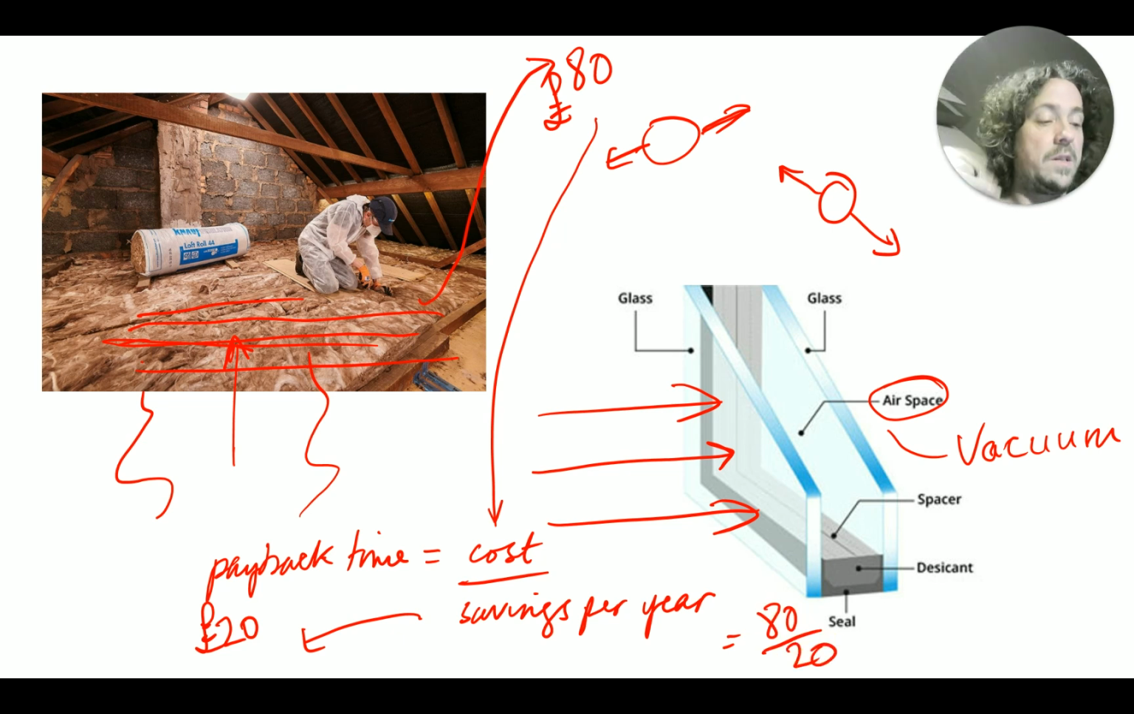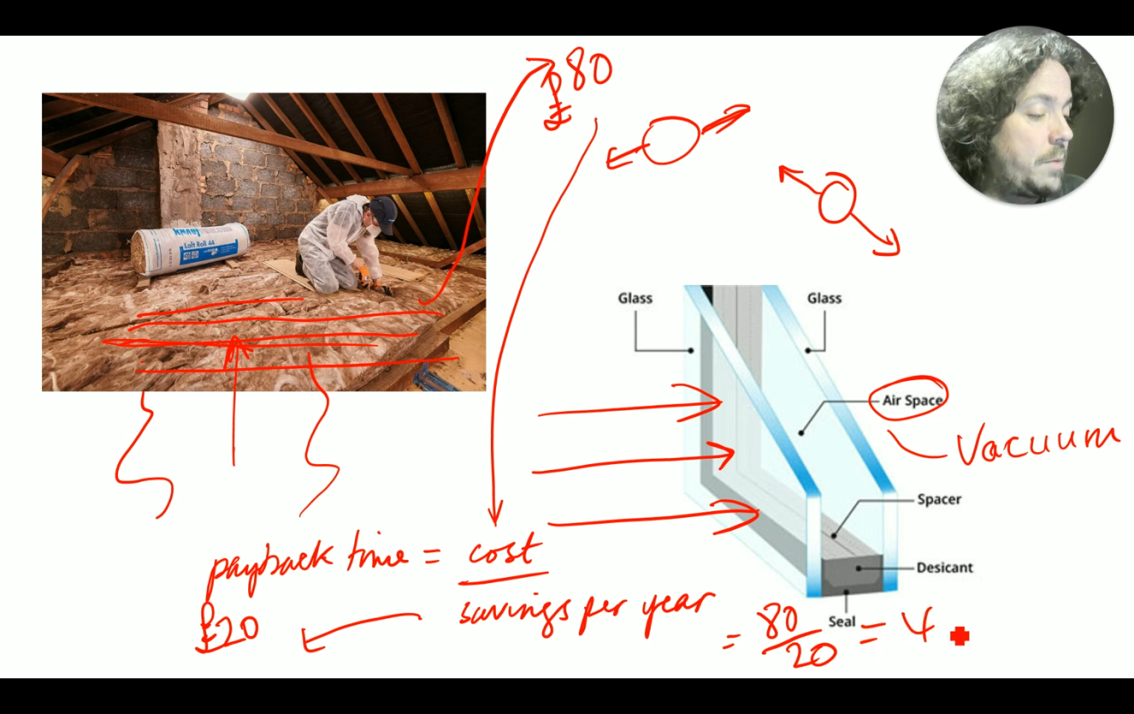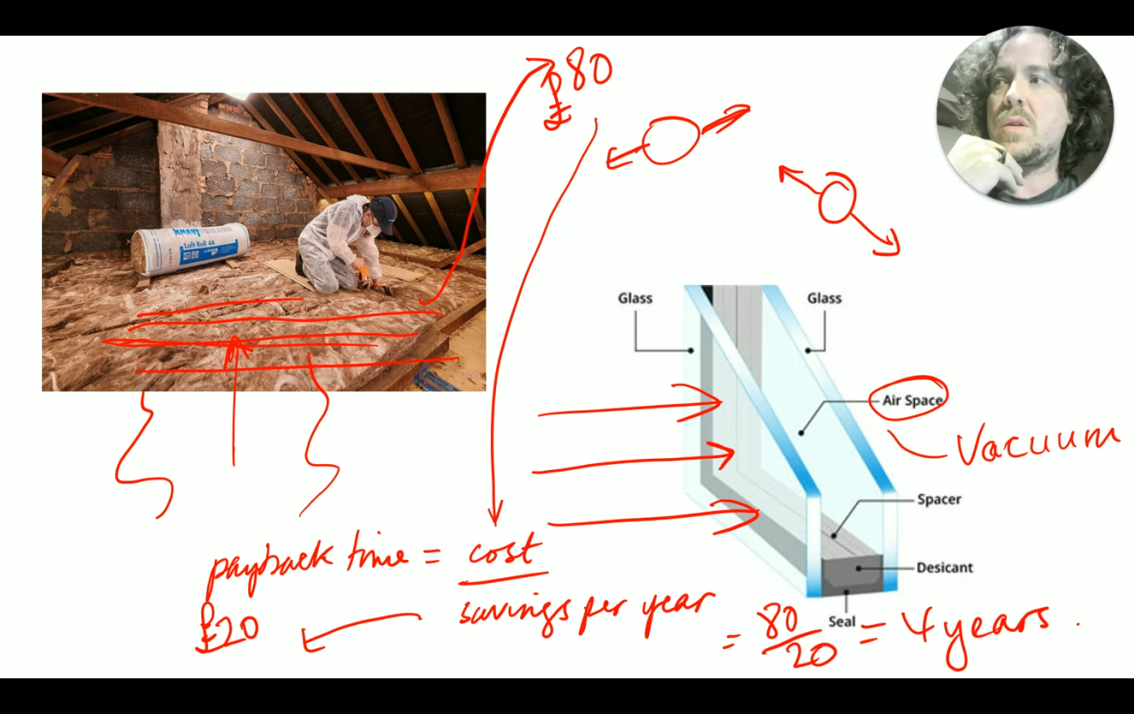80 divided by 20 is 4, and it's going to be 4 years. Okay. So what does that 4 years mean? It means that if I install loft insulation, if it cost £80 and I save 20 per year, it would take me 4 years to pay back the cost that I initially put out. In other words, it's the time it takes for the savings that you make to match the cost of the product.